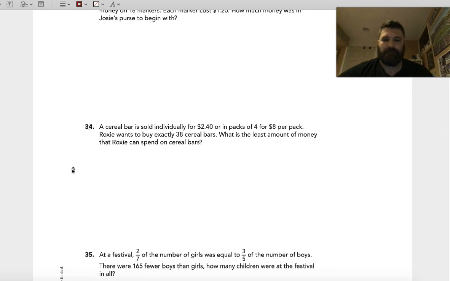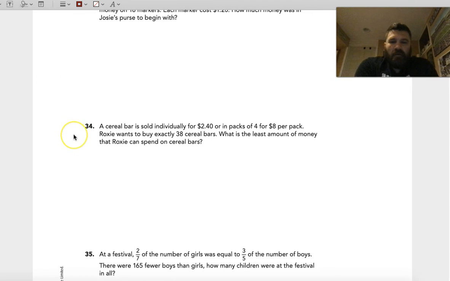Let's do 34. So this is kind of a fun one. A cereal bar is sold individually for $2.46, or in packs of 4 for $8 per pack. Roxy wants to buy exactly 38 bars of cereal. What is the least amount of money that Roxy can spend?